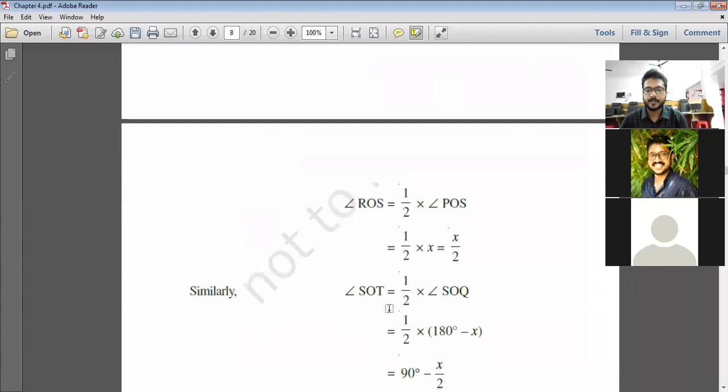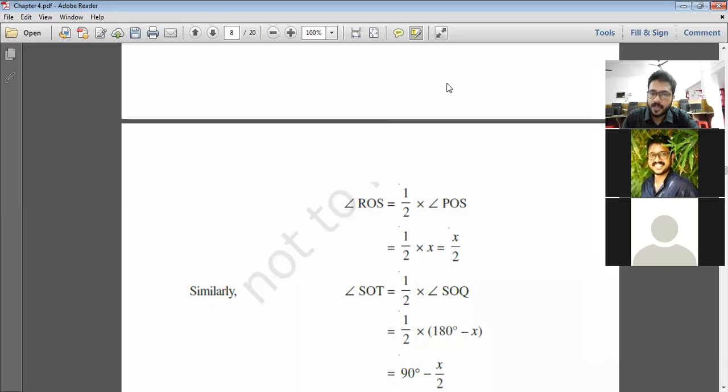See it like this. Angle SOT is equal to half into angle SOT, which is equal to half into 180 minus x. Now we are opening the brackets. That is 180 by 2, which is 90, and that is 90 minus x by 2.